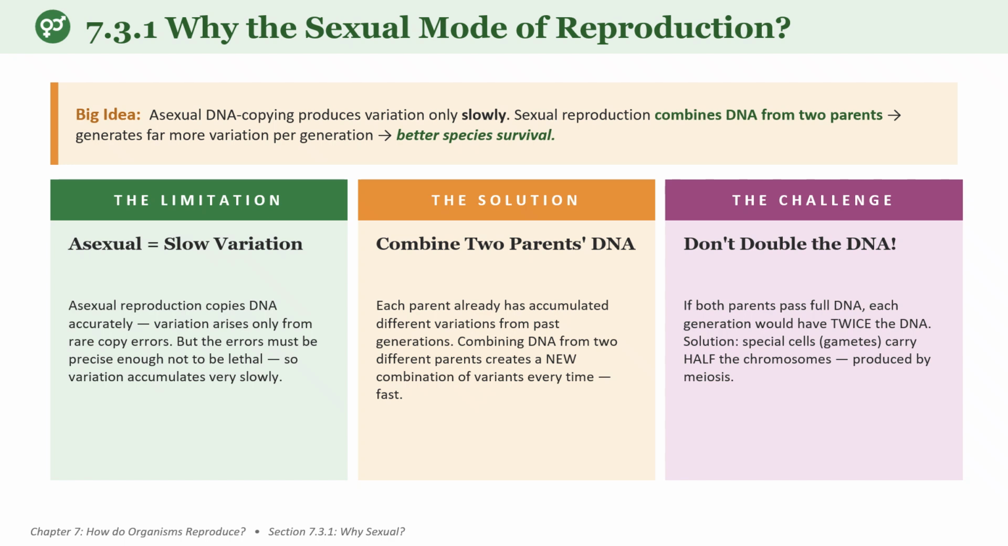Only one parent is involved in asexual reproduction, and offspring are almost identical to the parent, and variations occur only through small DNA copying errors. But in sexual reproduction, what happens? Sexual reproduction produces greater variation. Two parents contribute DNA and new combinations of genes are produced, and variations appear more quickly.